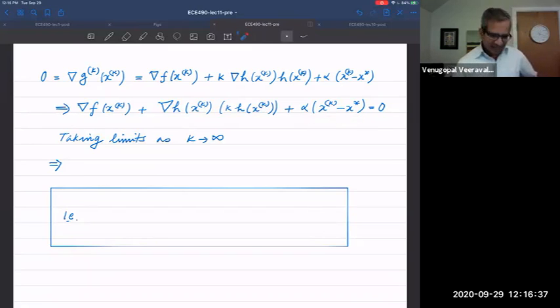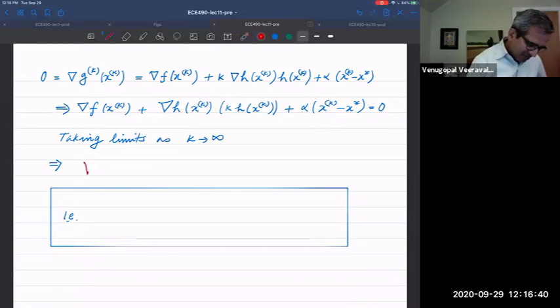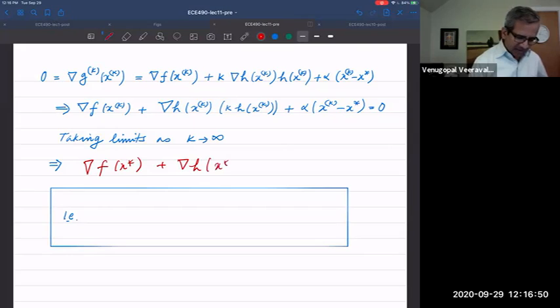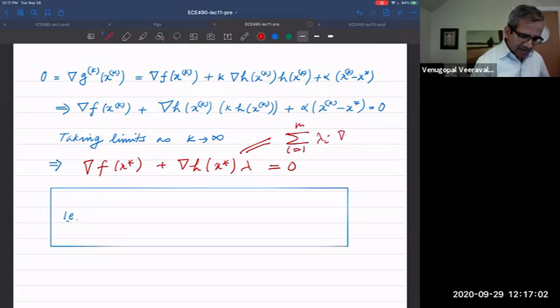If you take the limits, the first term just goes to the gradient of f at x star, plus the gradient matrix of h at x star times lambda, equal to 0. But this gradient matrix times lambda is the sum from i equal to 1 to m of lambda i times the gradient of h i. So we conclude that this is true.